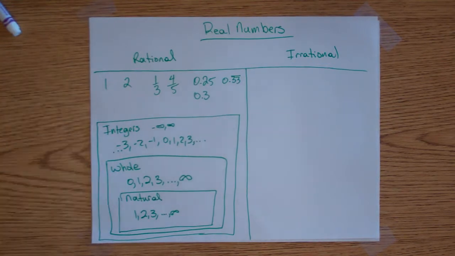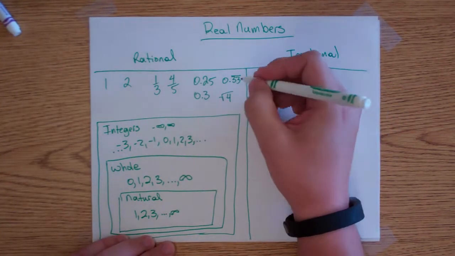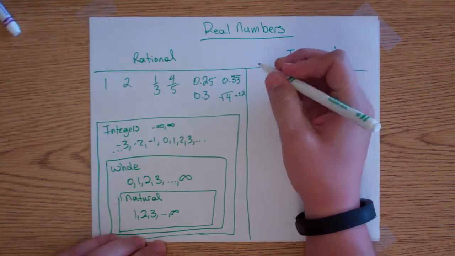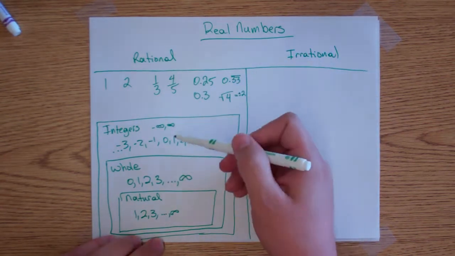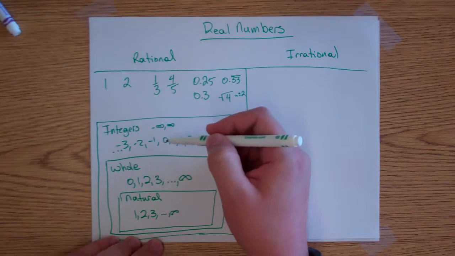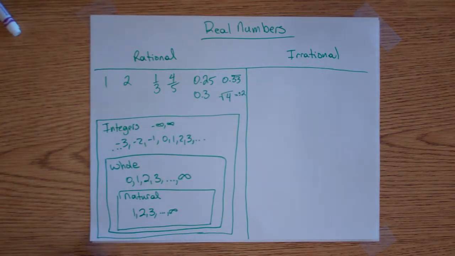Now, a rational number could also look like, say, the square root of 4. Because think about it, the square root of 4 is just positive or -2. Well, positive 2 is an integer, a whole number, and a natural number. -2 is also an integer. Okay? So you can even have square roots in the rational number system.